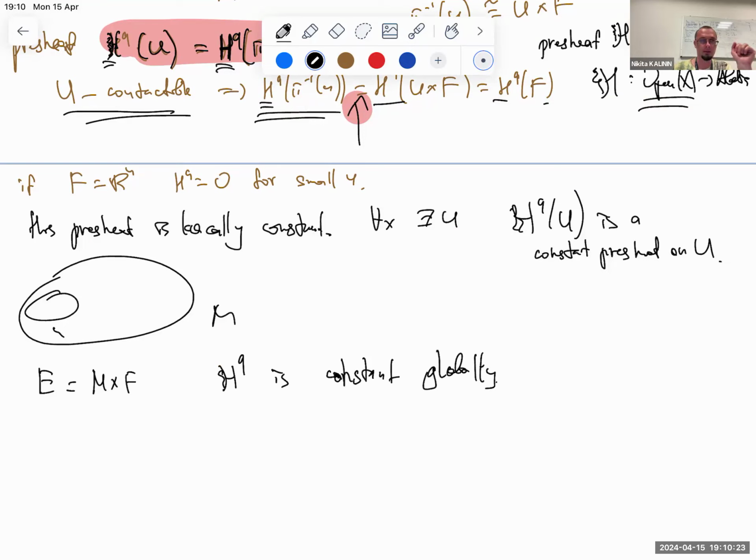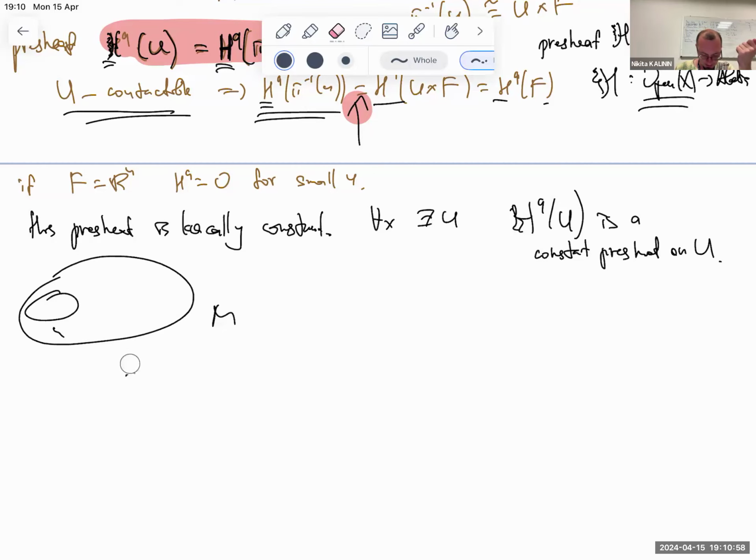Because then for every subset U, it will be true that the cohomology of pi minus 1 of U is just the... wait. No, it's not globally constant. It's only like that for contractible U. So no, it's not globally constant, even for products. Even if M is contractible, it's not globally constant. So that's a presheaf that is only locally constant.